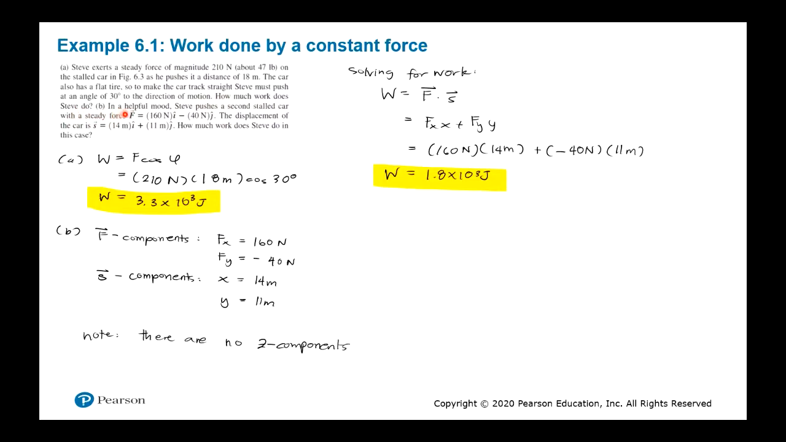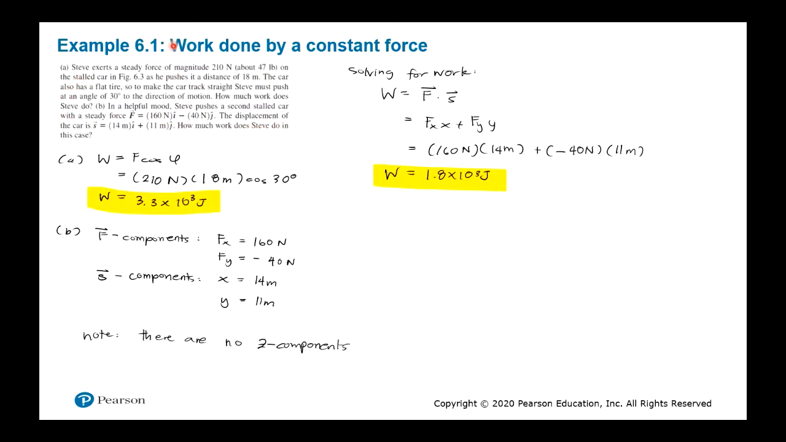B: In a helpful mood, Steve pushes a second stalled car with a steady force F equals 160 newtons times i hat minus 40 newtons times j hat. The displacement of the car is S equals 14 meters times i hat plus 11 meters times j hat. How much work does Steve do in this case?